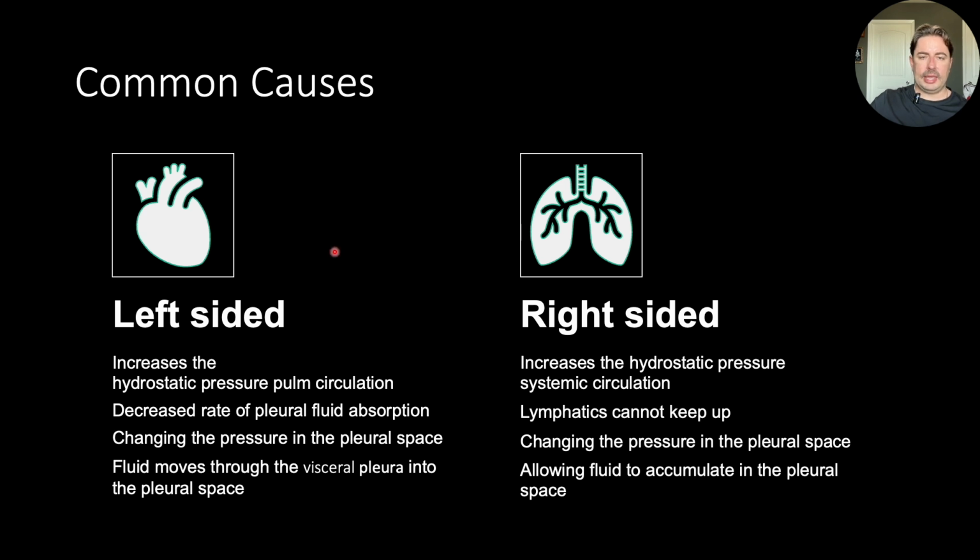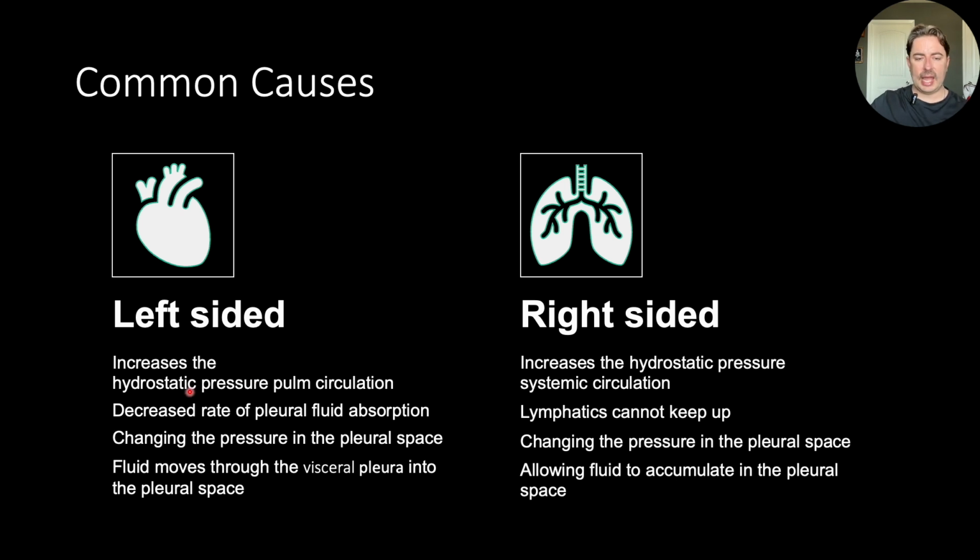When we look at the transudate, typically this comes from CHF, or congestive heart failure. We can have left-sided heart failure or right-sided heart failure. When we look at left-sided heart failure, we're typically thinking of congestive heart failure. When we think of right-sided heart failure, we're thinking cor pulmonale. So remember to differentiate the two.